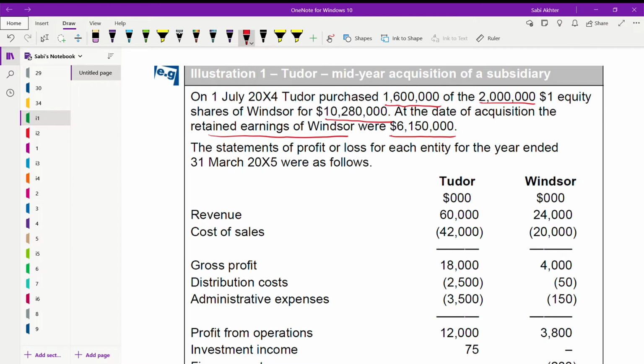Sometimes they might not give you the percentage. For example, usually you see that they have bought 50% or 60% or 70% in the subsidiary, but here it's different. They don't give it. You need to calculate that percentage. And this 10.28 million here is the purchase consideration, and they have also given the retained earnings of the subsidiary, and you will be given the statement of profit or loss where you will have the parent company as well as the subsidiary's information.